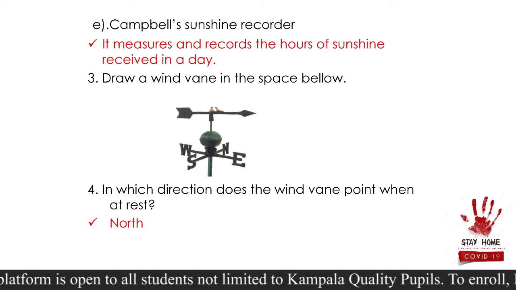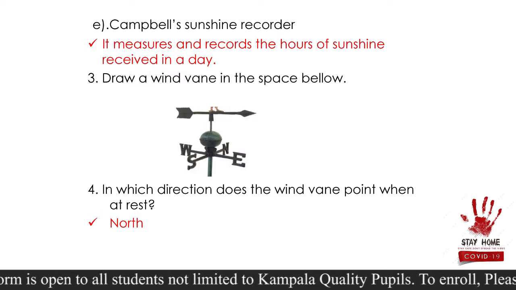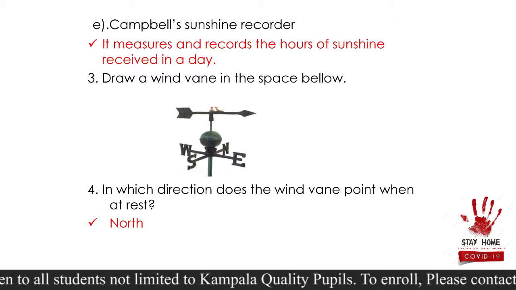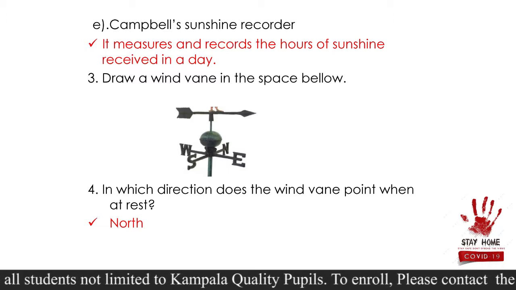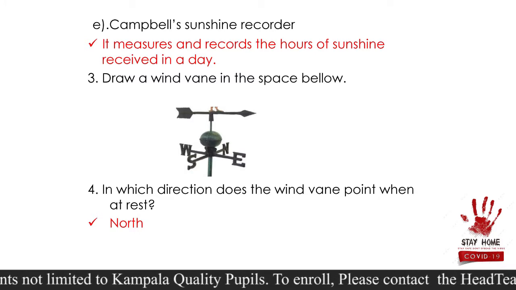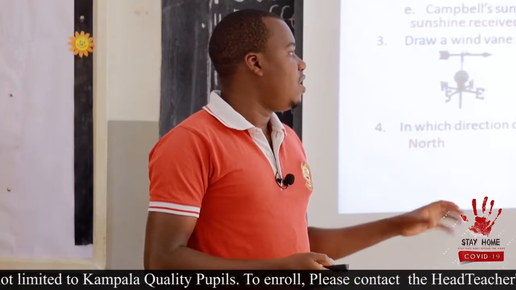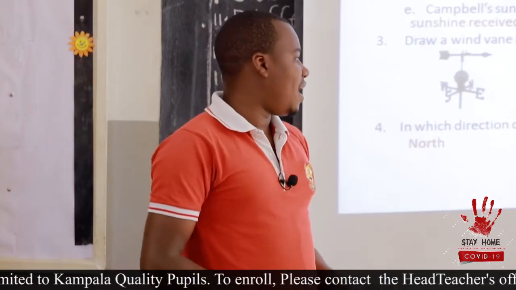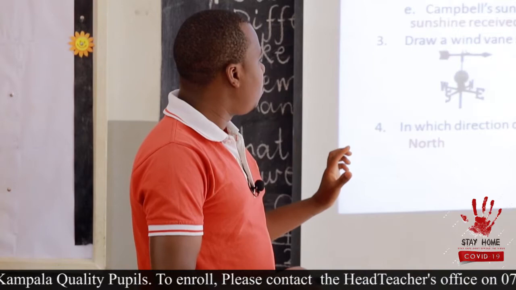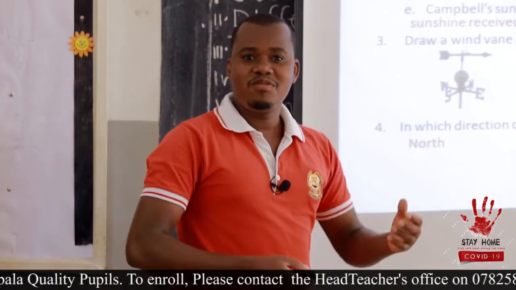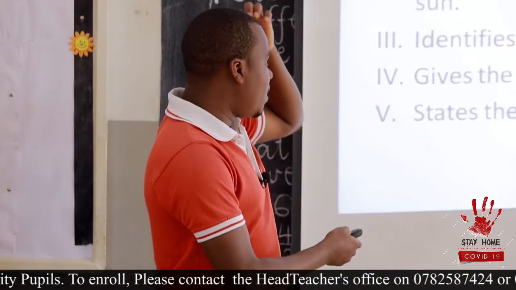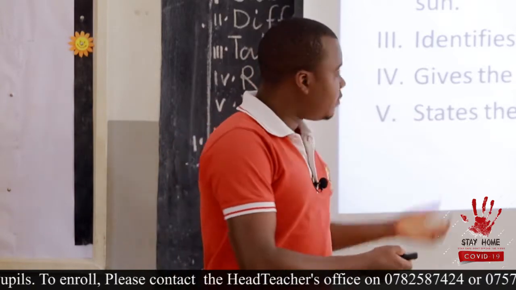Number 3, draw a wind vane in the space below. So it is there. I hope you drew the same because we looked at it during the lesson. Then in which direction does the wind vane point when at rest? The wind vane points in north when at rest. At rest, I told you, it means when it is not working. It's just there. That is all. I know you must be having 4 out of 4. If you have 4 out of 4, can you pat your back? That is very nice.